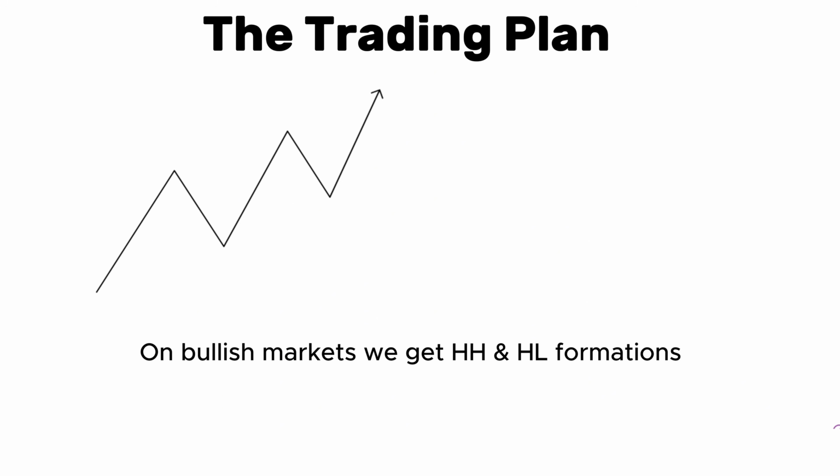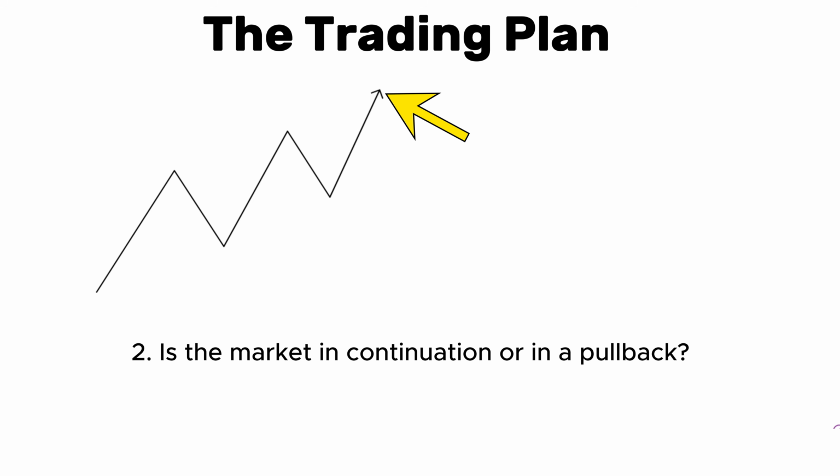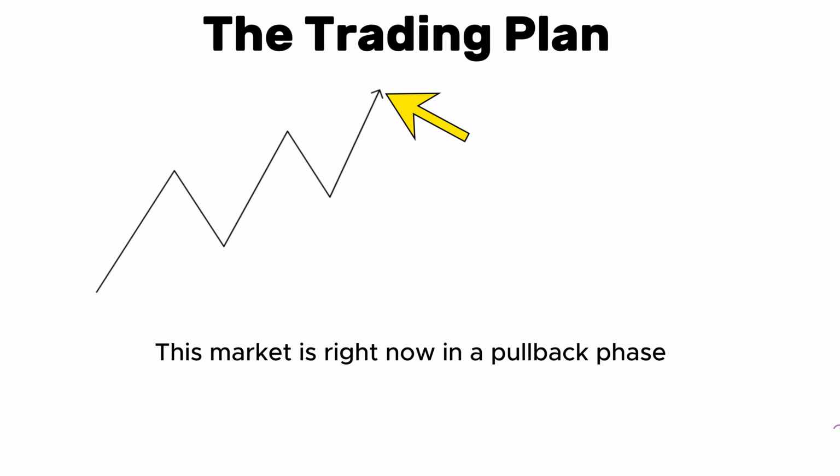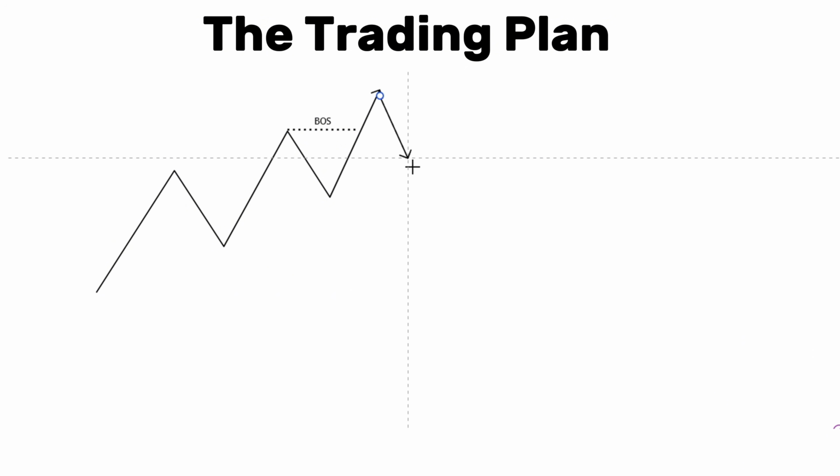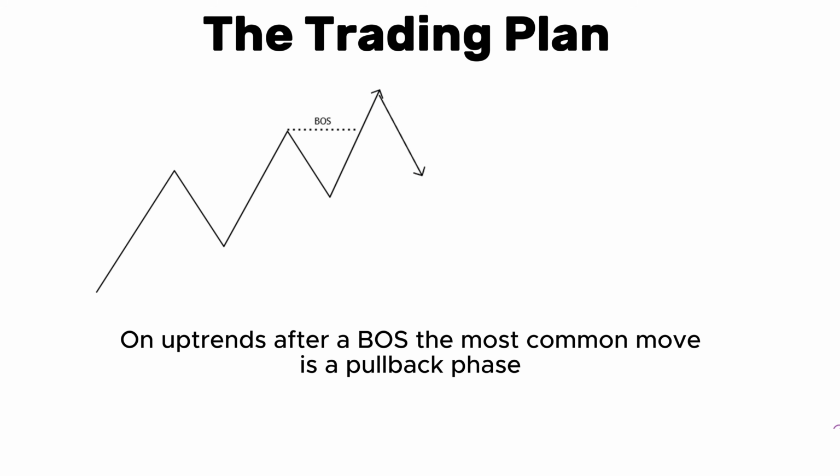Now moving into the second step, is the market right now running into continuation? Or is the market right now running into a pullback? The market currently is following a pullback because it has recently broken up the last high, meaning that we got a bullish break of structure. On uptrends, after a break of structure, the most common move is a pullback towards the lows to form higher lows. Now we would move into the third step.